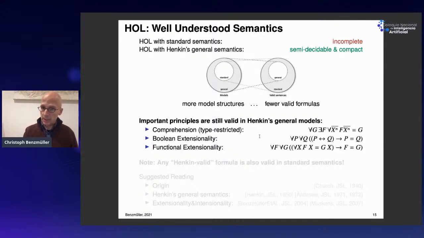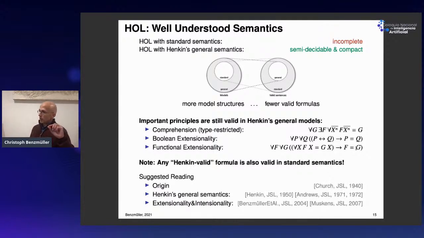So comprehension principles are valid in Henkin's general semantics. Boolean extensionality is valid, functional extensionality. Boolean extensionality comes later again. It says for all P and for all Q, if P and Q are equivalent, then they are equal. And functional extensionality tells you that if two functions are pointwise equal, then they are equal. So important to note that, of course, any proof we find for a notion of Henkin semantics is also a proof for a notion of standard semantics. We are just valid with respect to even more model structures, but including all the standard ones, of course.